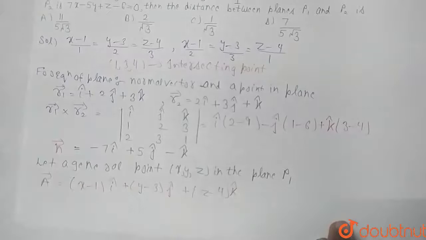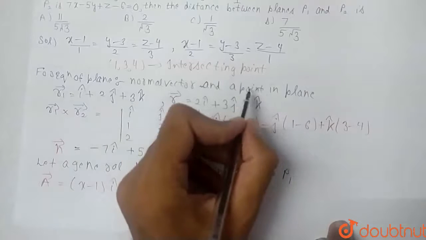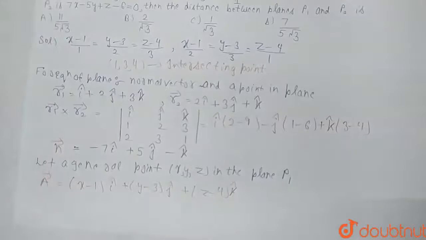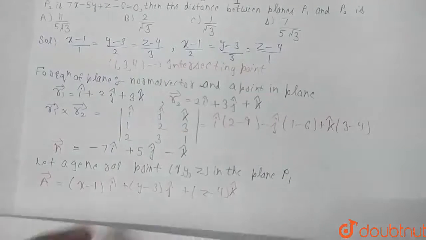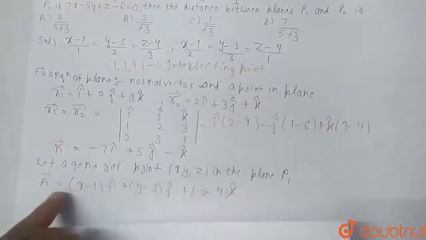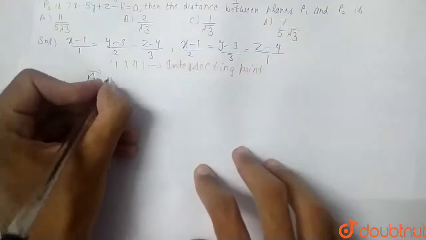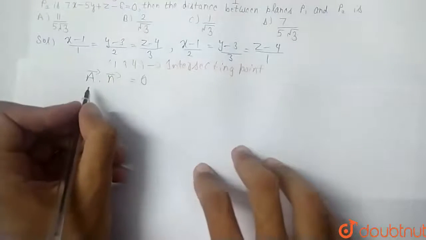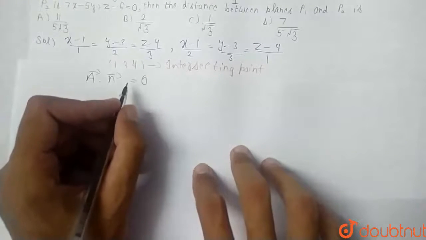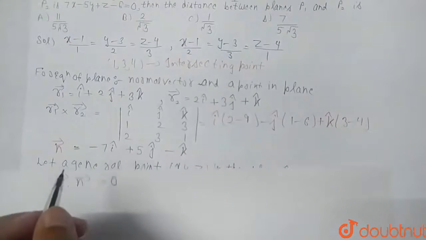Now for finding the equation of the plane, we know that the normal vector is perpendicular to the plane. So if this is the normal vector, we can say that this normal vector is perpendicular to this plane. So the A vector dot the n vector is equal to 0, and we also know that the dot product of perpendicular vectors is equal to 0. Here we have the capital A vector, which is this, and n is the normal vector, which is this.